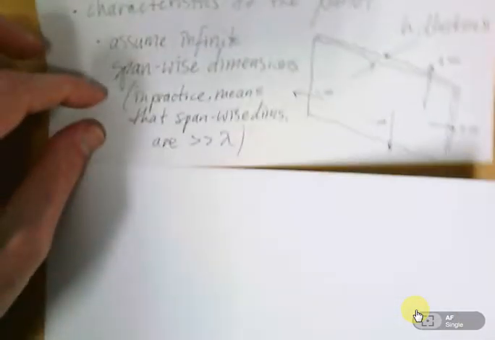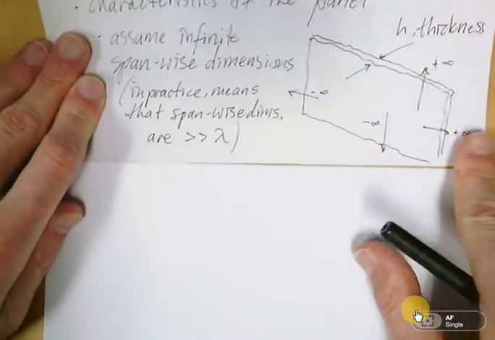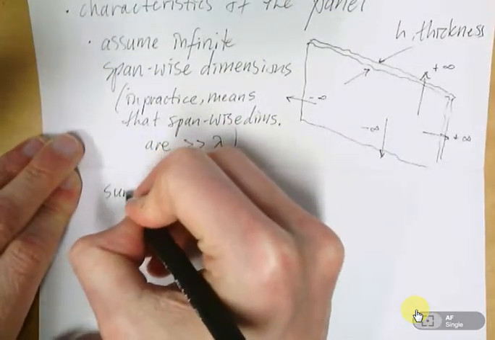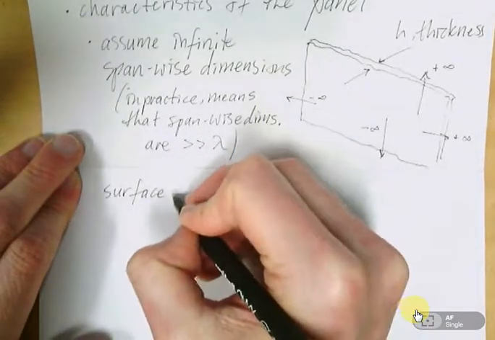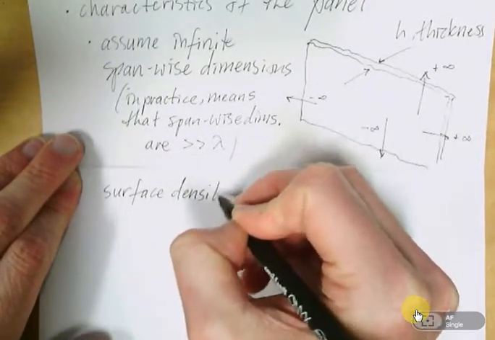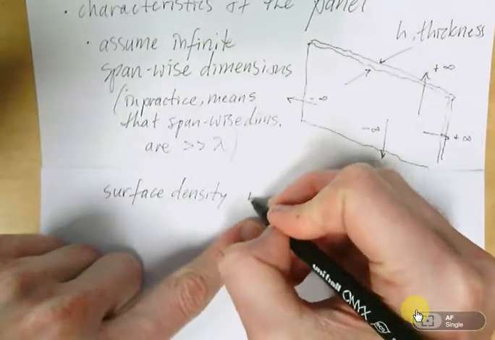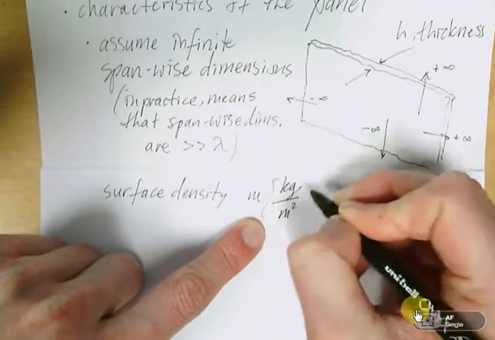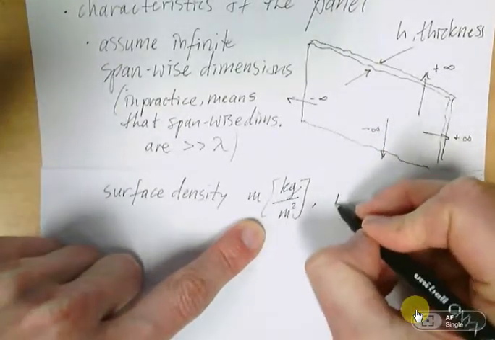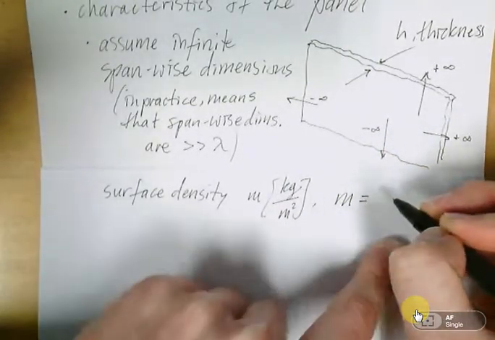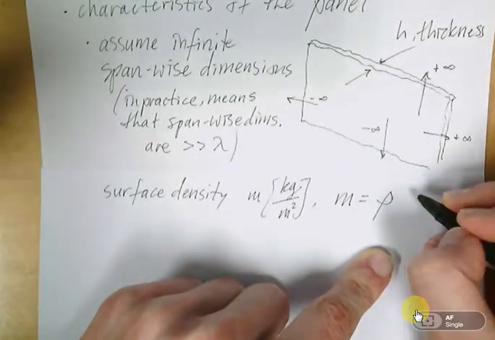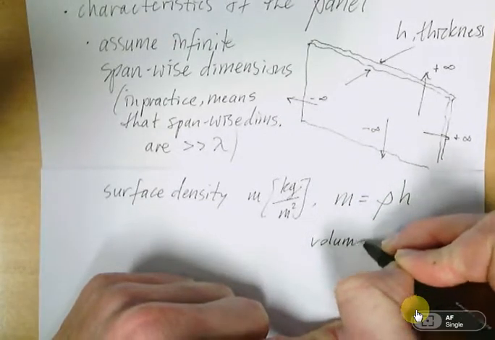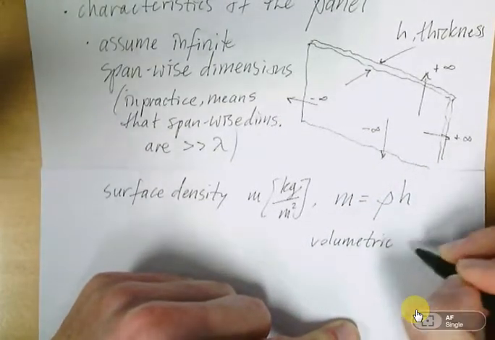With that assumption clarified, our surface density of the panel will be denoted as lowercase m. Not to be confused with an actual mass, but it's a surface density with units kilograms per meter squared. And this would come from a formula for the surface density to be the volumetric density multiplied by the thickness. So volumetric density is our conventional rho term.